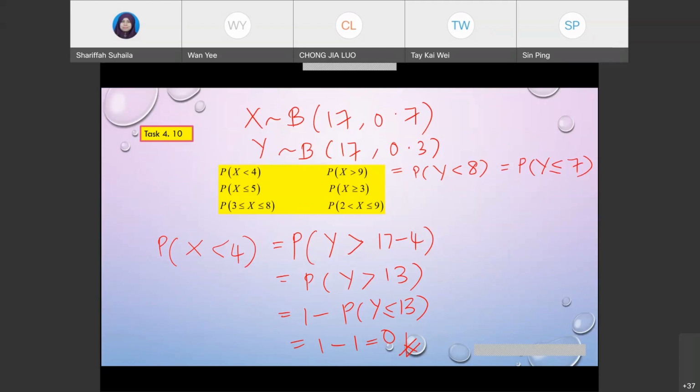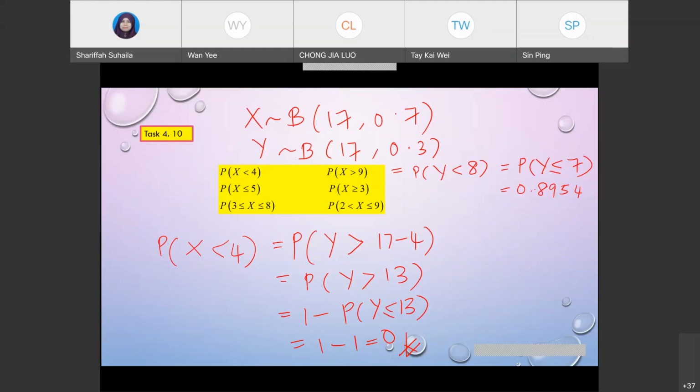So use your stats table, n equals to 17, your pi 0.3. The same thing. Now you have k is equals to 7, so 0.8954. On page 18 in your stats table, page 18. Okay, try to complete this one.